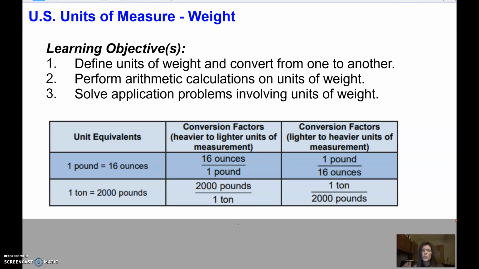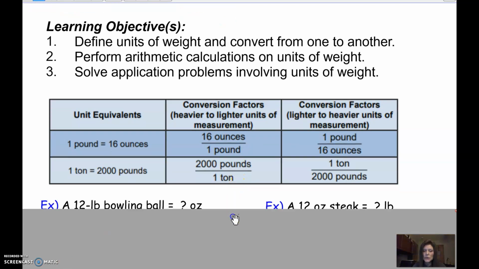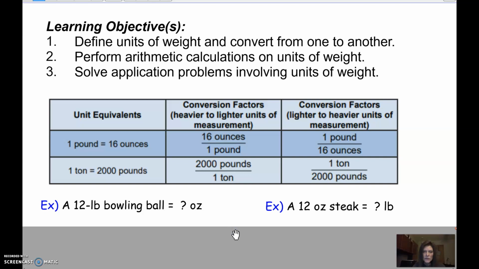The first is 1 pound is equivalent to 16 ounces. That usually takes care of the smaller stuff that we're accustomed to dealing with. And then we also know that 1 ton is equivalent to 2,000 pounds. That would be our larger items, our cars, pieces of equipment, and things like that. All right, so let's use those two pieces of information to answer the following two problems.